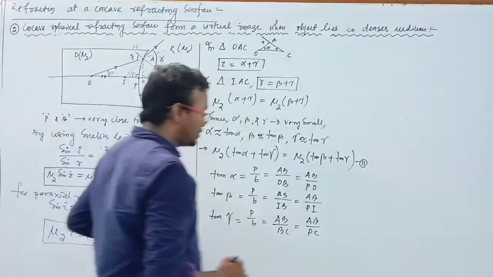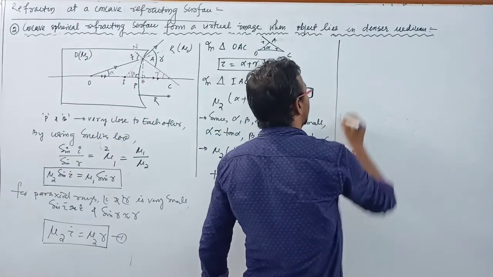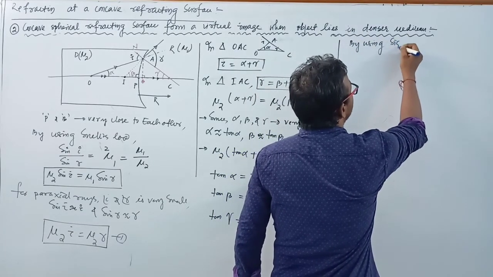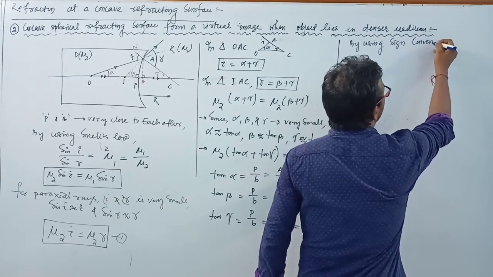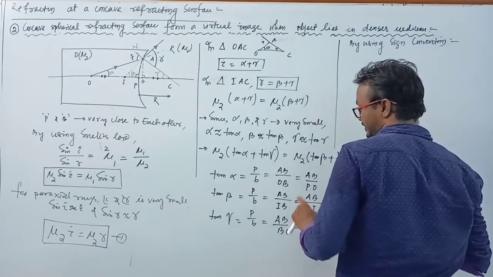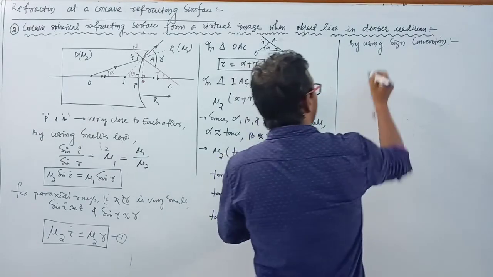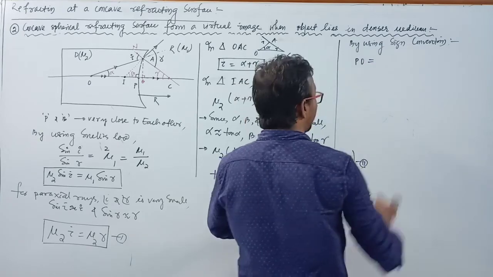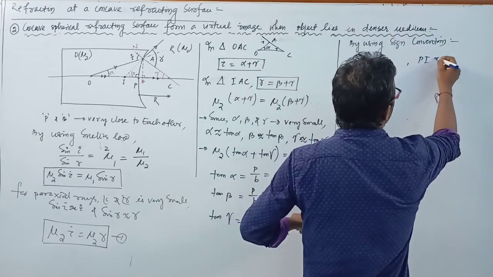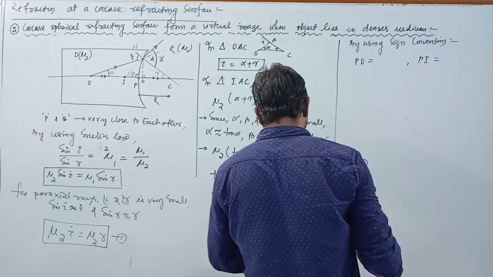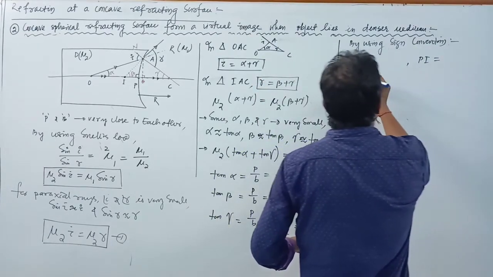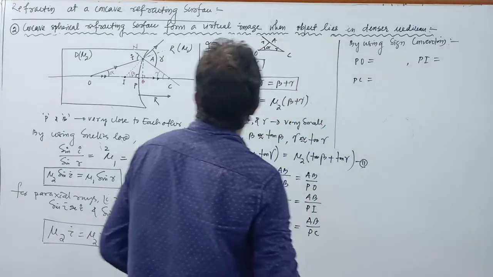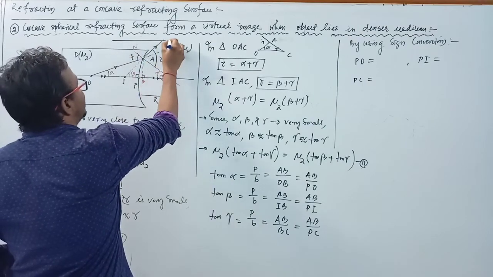Now we have to apply the sign convention to the above relation. First we have to find the value of PO, next the value of PI, and the value of BC. So first find PO.